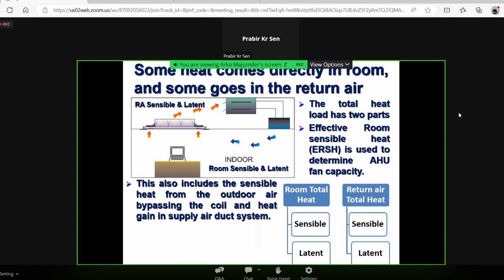So that sensible heat from the fan motor, where it will come, whether it will come to the supply air part, I mean the room sensible heat part, or it will go to the return air sensible part, that we'll see. But that has also to be taken. And all these taken together is called effective room sensible heat. And this effective room sensible heat determines the size of the air handling unit fan. Next.